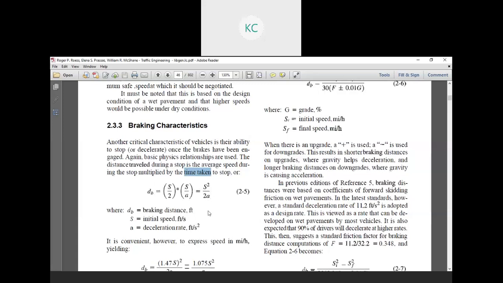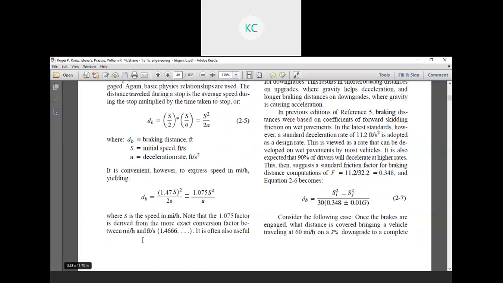So what is the acceleration rate? It is when a driver applies the brake to a particular vehicle at a particular speed, the time taken by the vehicle to stop at that particular location; it is called the deceleration rate. So the equation is dv equal to s square upon 2a, where dv is the braking distance. The braking distance or braking characteristic is used in sight distance, SSD as well as OSD. SSD is the stopping sight distance and OSD is the overtaking sight distance.